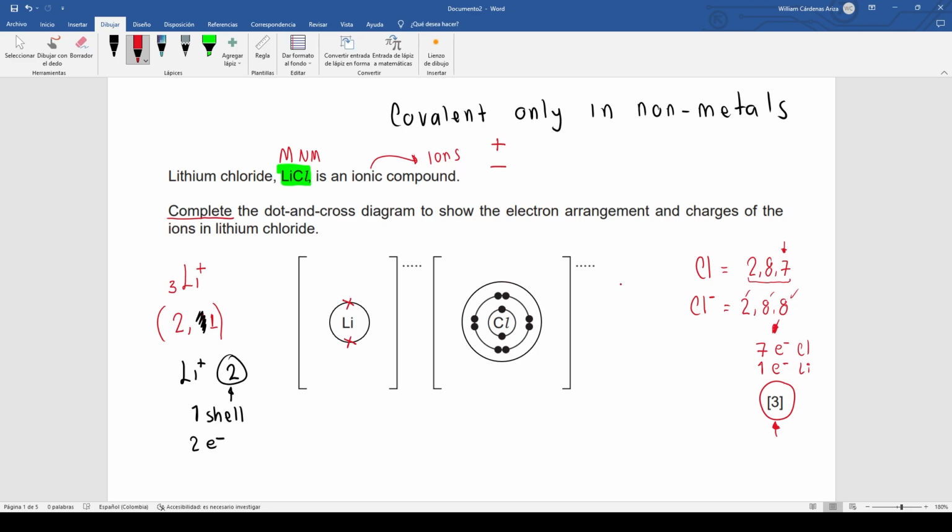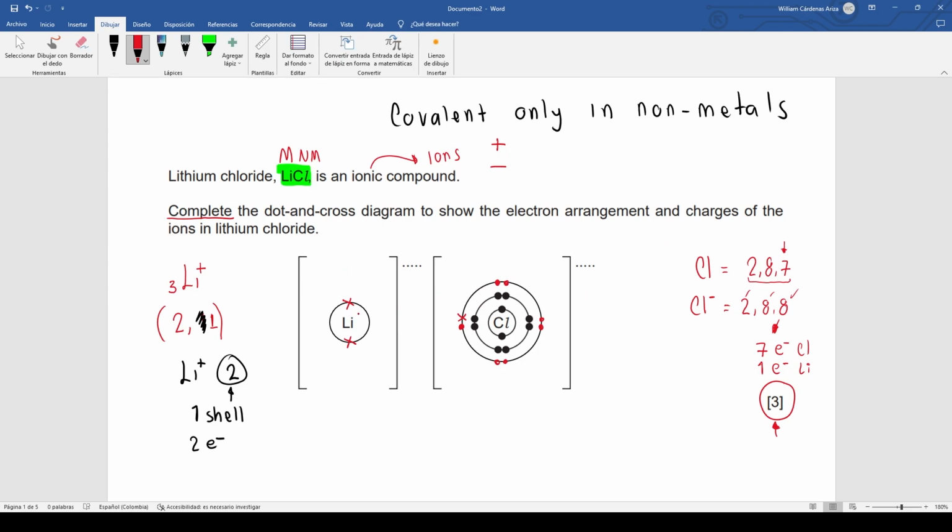So we know that in this last shell, in the outer shell, we will have 7 electrons from the chlorine, which are represented by dots. So let's try to draw 7 electrons here. 7, 6, 7. And in those 8 electrons, 1 electron comes from the lithium. So let's put a cross here. That means that electron came from the lithium.